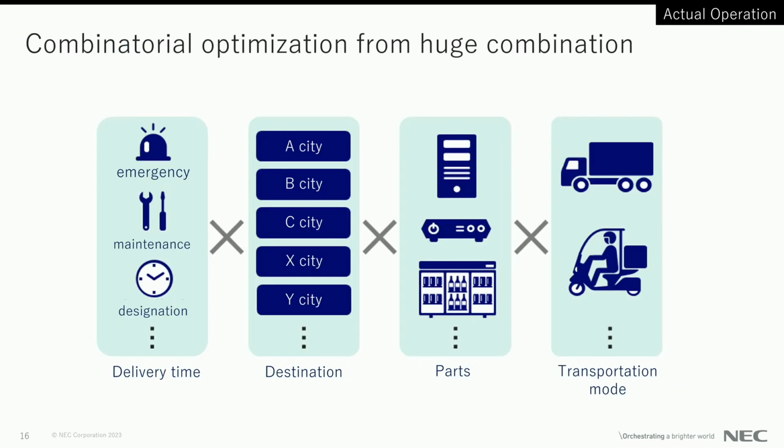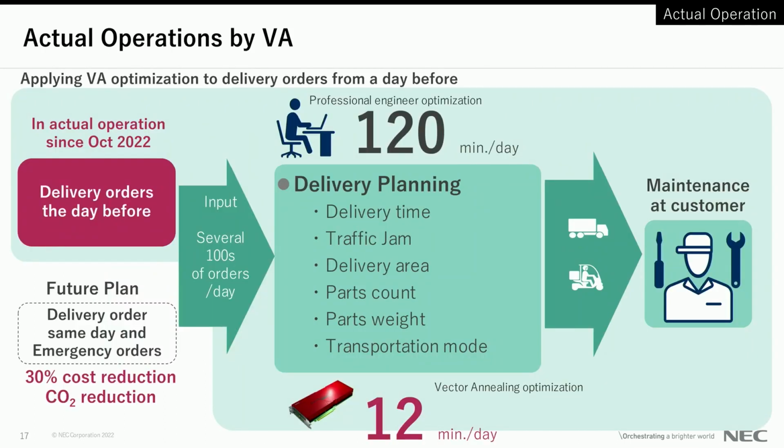Companies are using it. You can see that the delivery time, destination, the parts, and the transportation modes, there are a huge number of combinations which have been optimized. So since last October, this is an actual operation where 120 minutes per day has been reduced to 12 minutes per day, and 30% cost reduction and CO2 reduction as well.